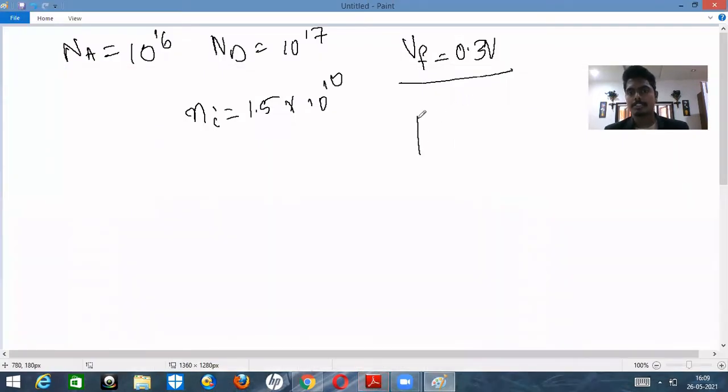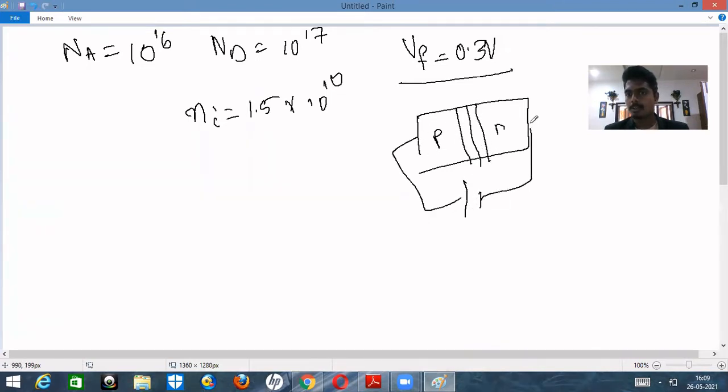Okay, so let us suppose this is a PN junction. This is P and this is N. Let us suppose this is the depletion layer. And they are asking that when a forward bias voltage is applied over here, what is the concentration of electrons at the edge of the P side? They are asking about the electrons at the edge of the P side.